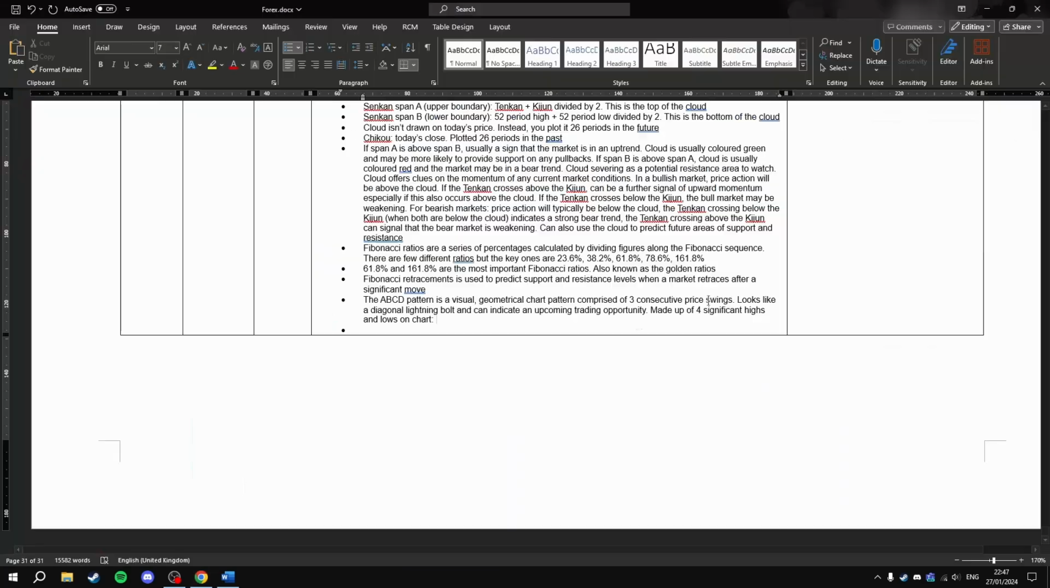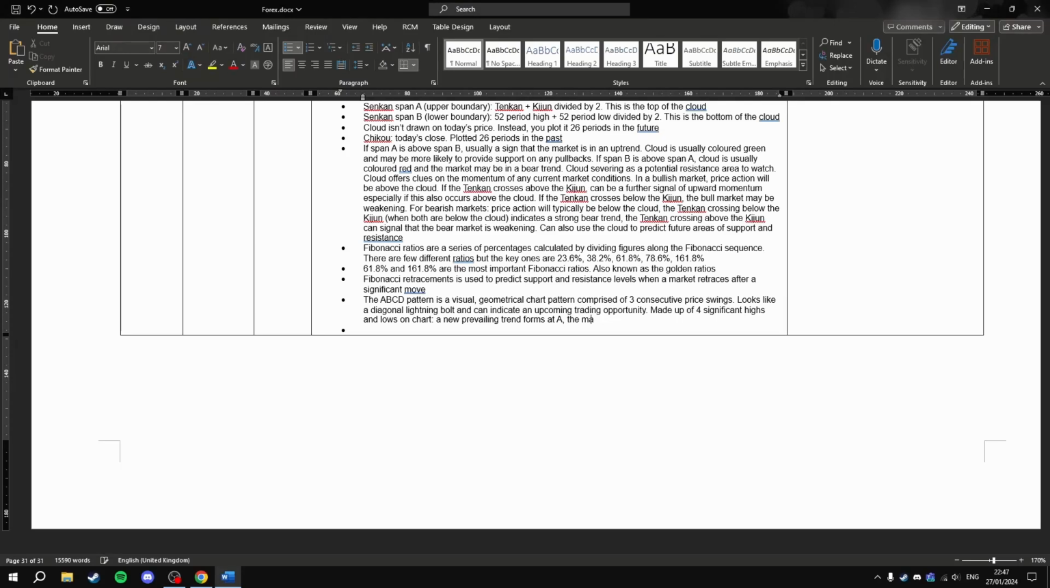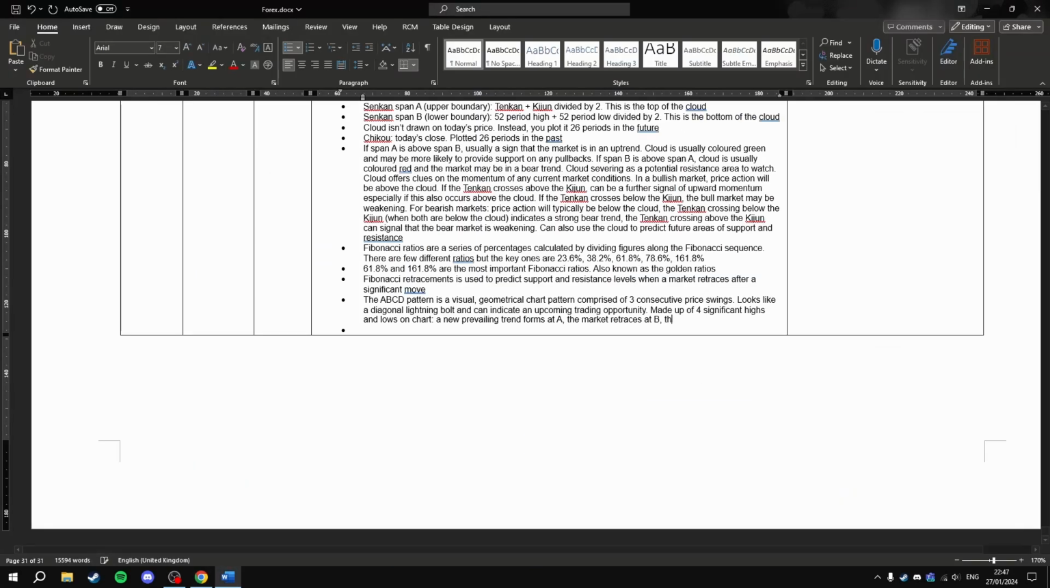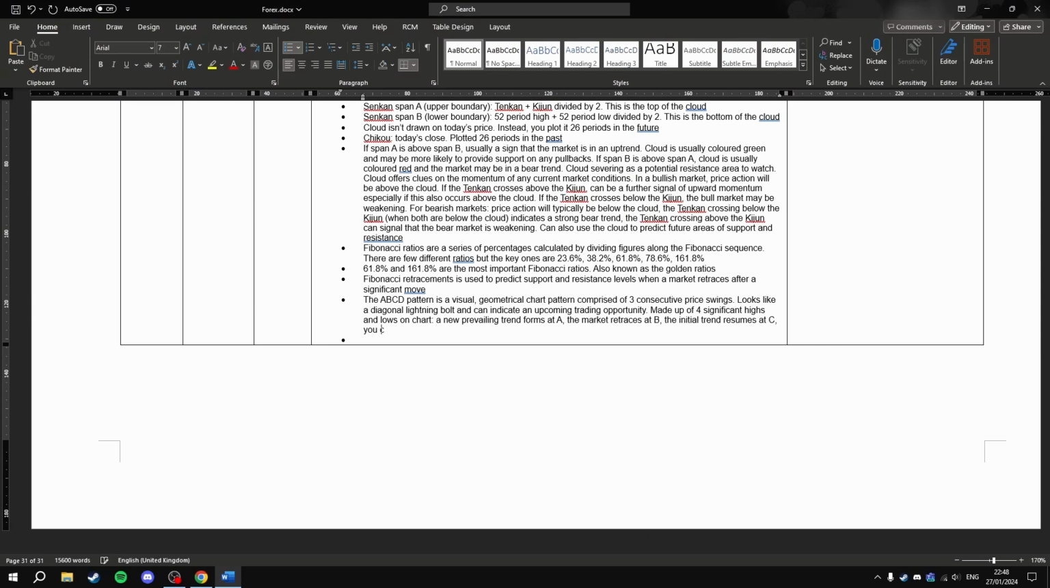A new prevailing trend forms at A. The market retraces at B. The initial trend resumes at C. You can trade the next correction at D.